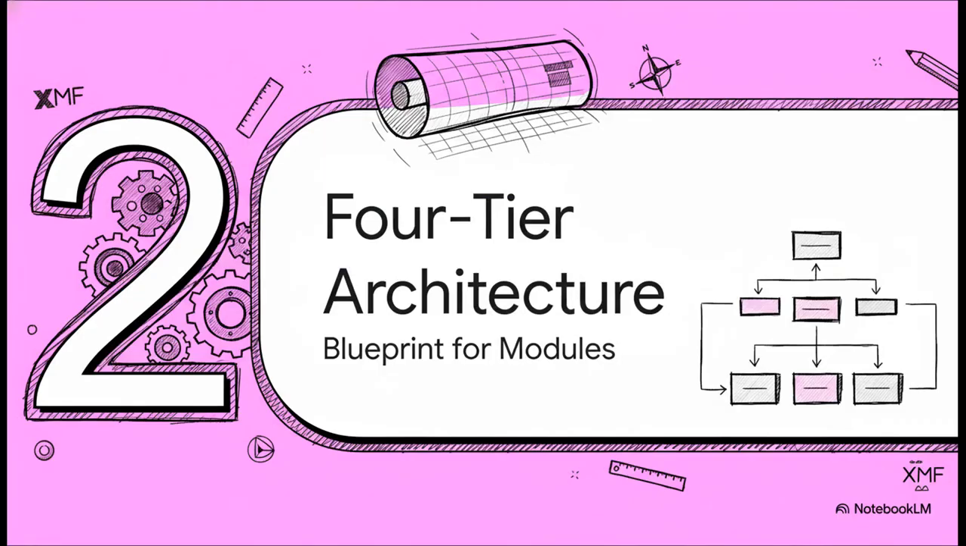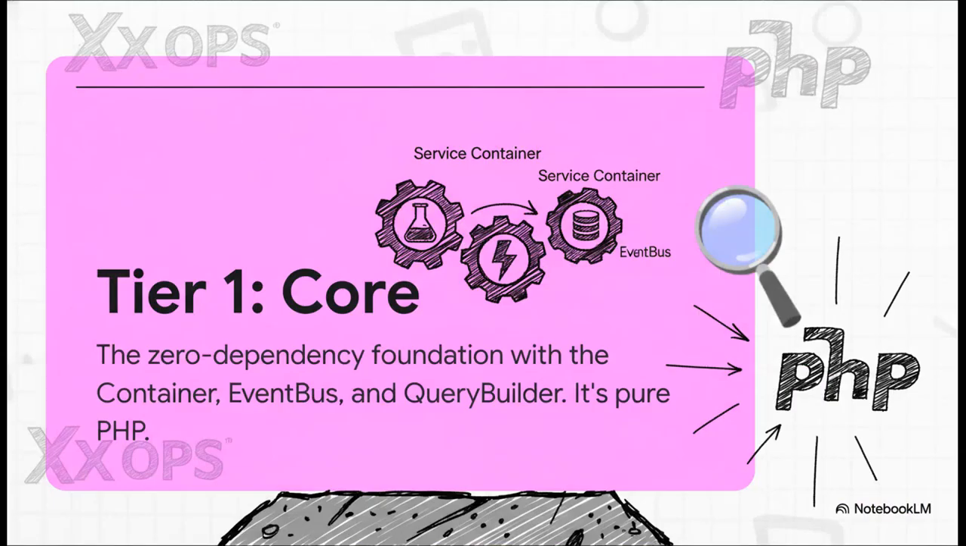So how is all this power organized? Well, XMF introduces a modern, four-tier architecture that really acts as a blueprint for building better, more maintainable modules. Everything, and I mean everything, starts with Tier 1, the core. Think of this as the bedrock. And get this, it has zero dependencies on XOOPS itself. That means you get these incredible tools, a powerful service container, an event bus, a secure query builder, and they're all just pure, modern PHP. You can actually test the stuff completely on its own.